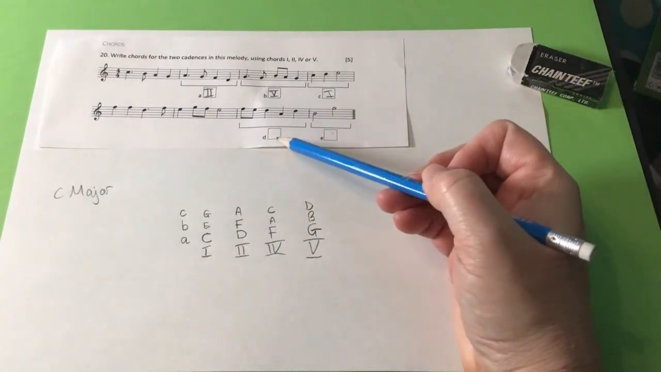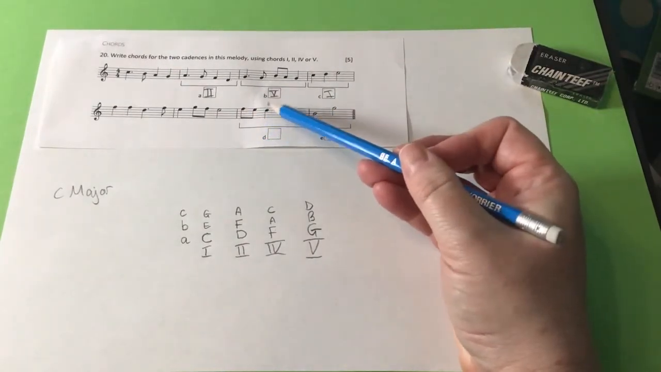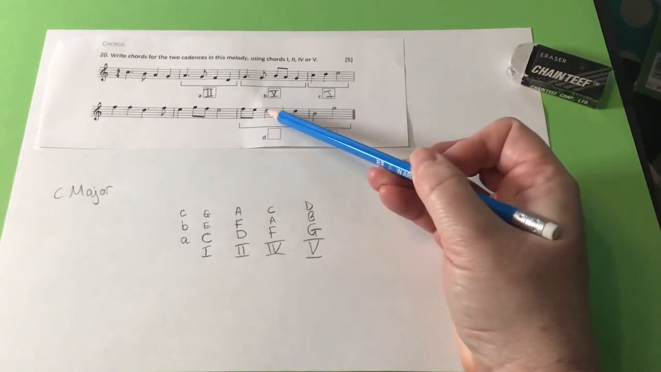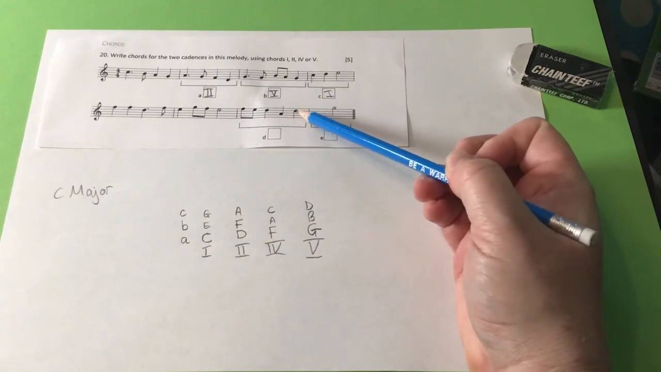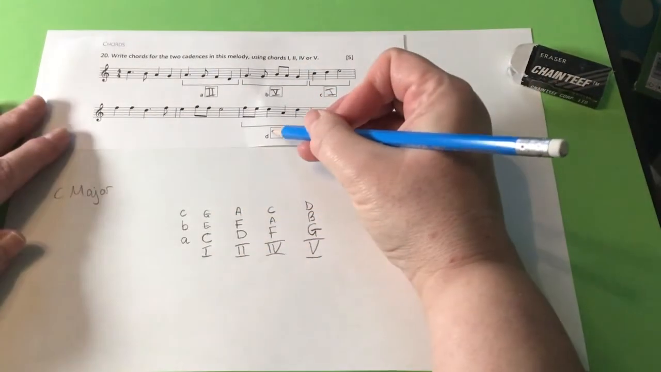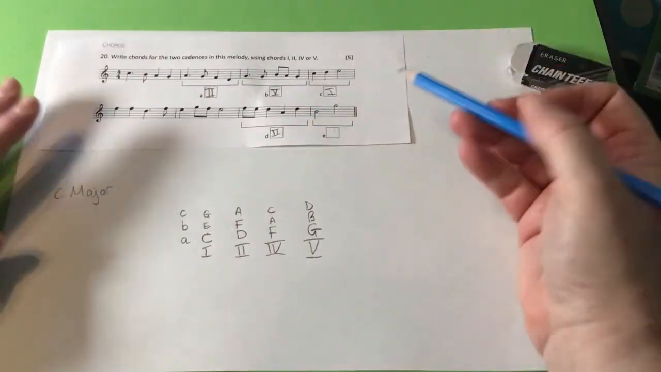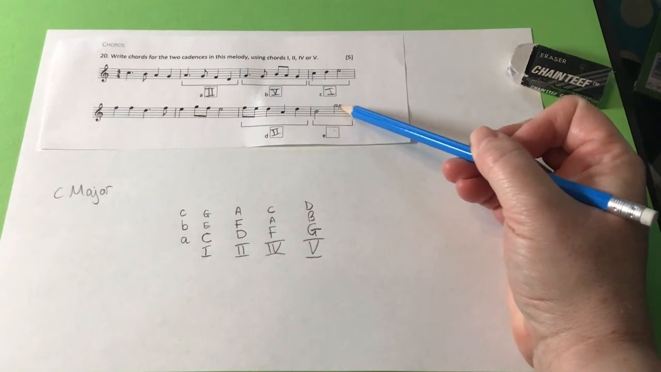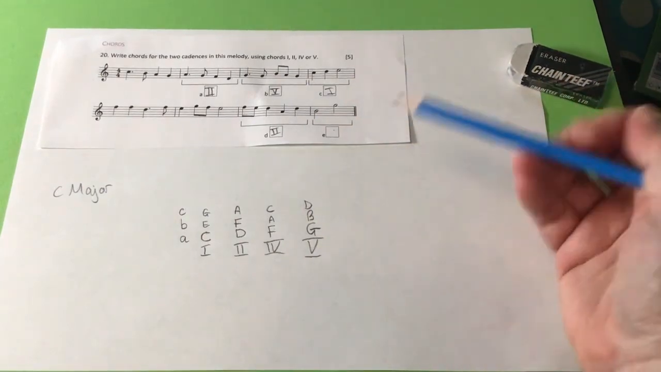Going on to here, I have F, E, D, A, D. Now that's a lot of notes, but I have F on the first beat, D on a beat, A on a beat and D on a beat. D, F, A is chord 2. And then the very last bar, I have B and G. B and G appear in chord 5.